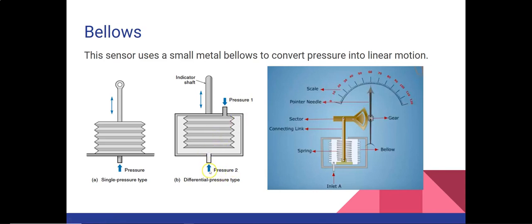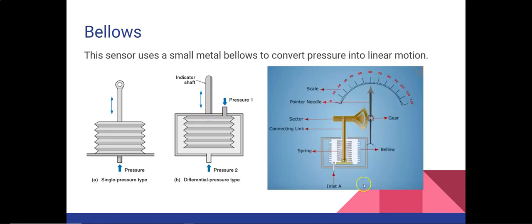Here the pressure from outside the bellows, which is pressure 2, will tend to make the bellows compress, whereas pressure 1 will tend to make the bellows expand. And the position of this shaft has a function of the difference in pressure inside and outside the bellows.